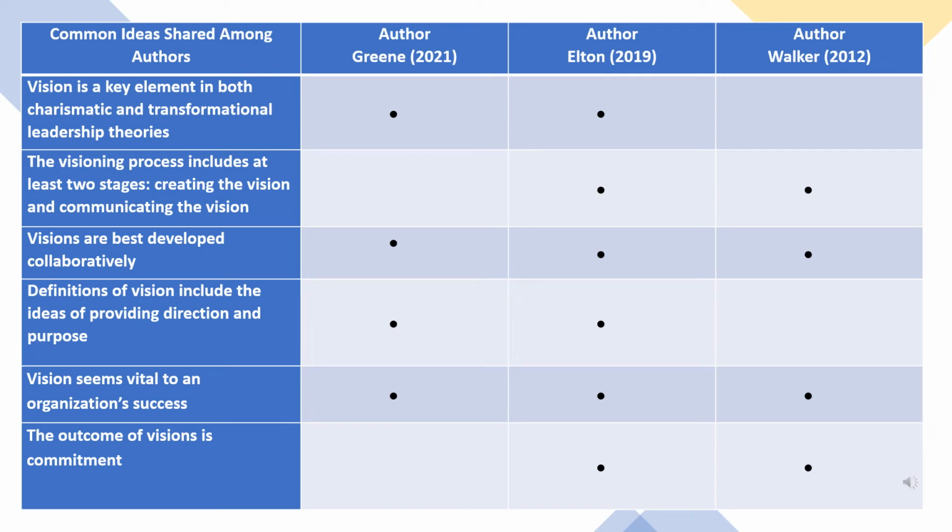The following is an example of how to write a synthesized sentence. The research findings from Green, 2021, and Elton, 2019, reveal that vision is a key element in charismatic and transformational leadership theories. When you have a synthesis chart like this one, you make it easier for yourself to write your literature review. A great way to see how literature is synthesized is to pay close attention to how the research articles, research studies, dissertations, and textbooks are written.